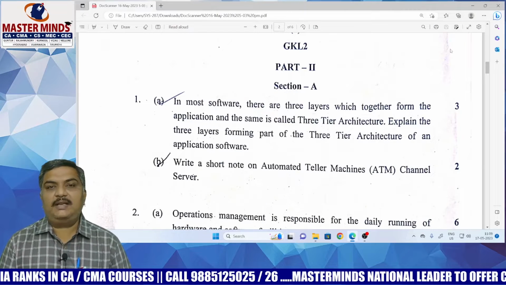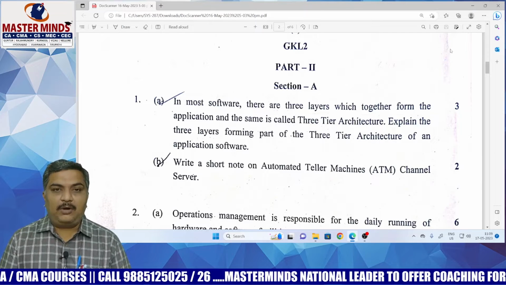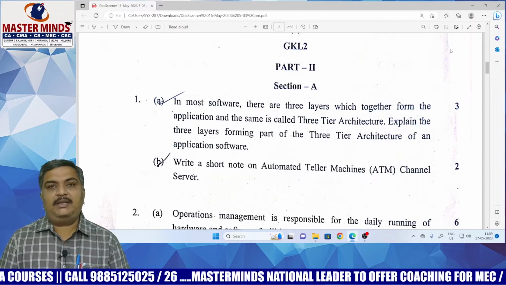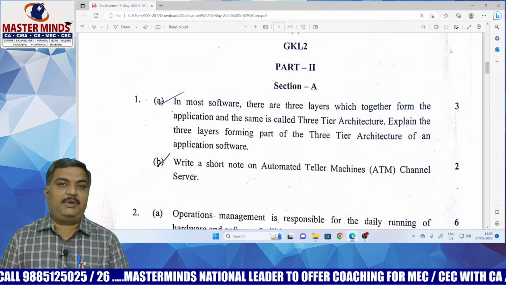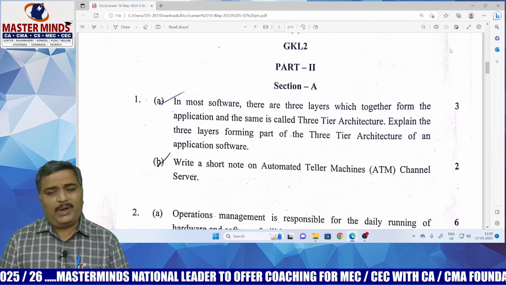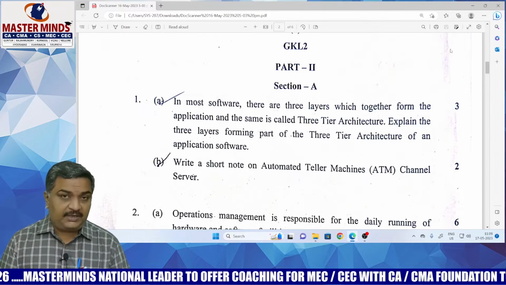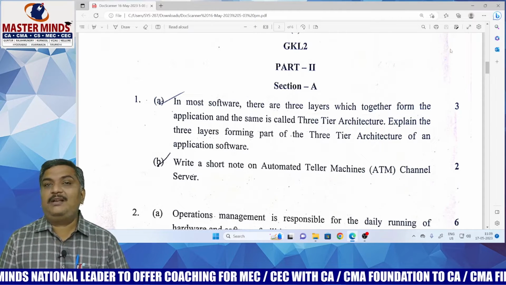So let us analyze the Enterprise Information Systems question paper of 16th May 2023. This is one of the easiest question papers that we have ever had in the subject of Enterprise Information Systems. Very easy paper, all are expected questions, very easy questions. Now let us start analyzing question by question.